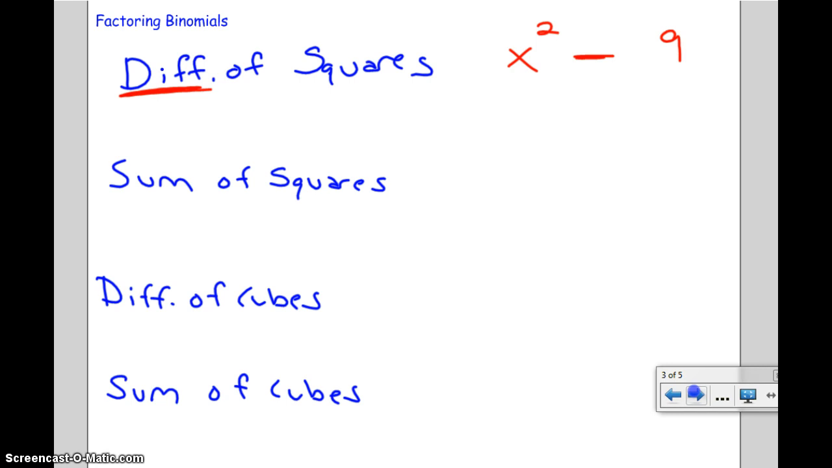Therefore, a sum of squares would be x squared plus 9. We talked about in class how if we have that plus sign in the middle, there's no way that we're not going to get a middle term if I write my factors for x squared and 9, x squared plus 9. Therefore, a sum of two perfect squares is always prime.